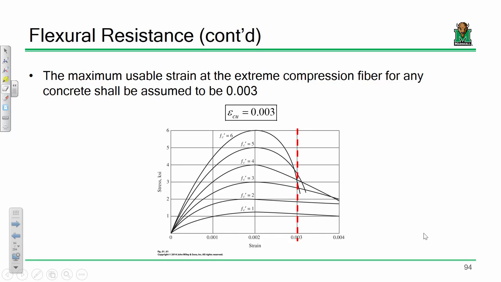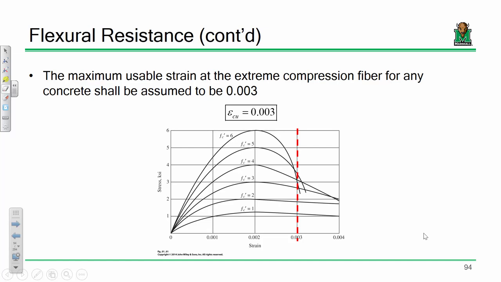There is a difference between how deep the stress block is and how deep it is to the neutral axis. The stress block is A. The distance to the neutral axis is C. So that's why I have the depth of the stress block and the depth to the neutral axis. I will always call this A and I will always call this C. I will never call it anything else, okay? So you can hang your hat on the fact that that will always be the term that we use.